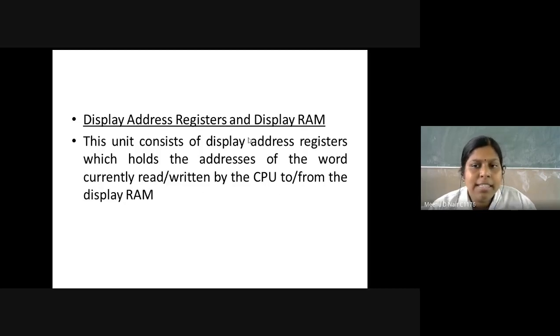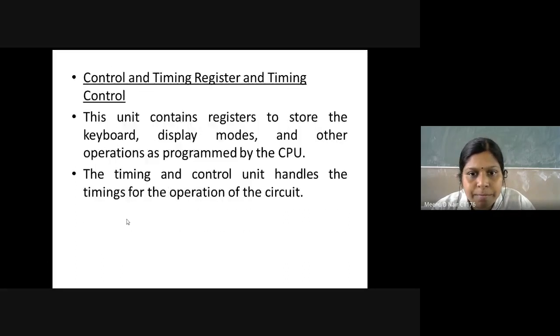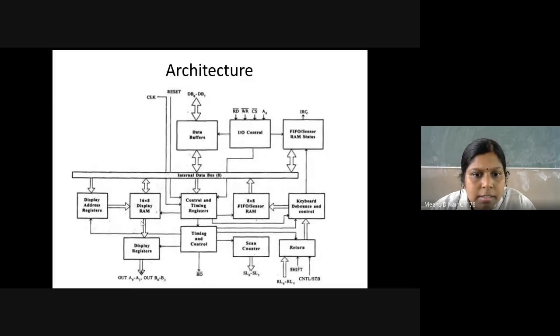So display address register and display RAM. This unit consists of display address registers which hold the address of the word currently read or written by the CPU to or from the display RAM. This is the display RAM and display address registers. This portion is the display unit, and this portion is the keyboard scanning unit.